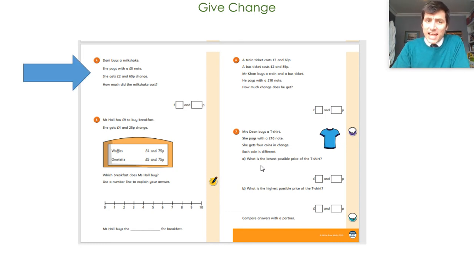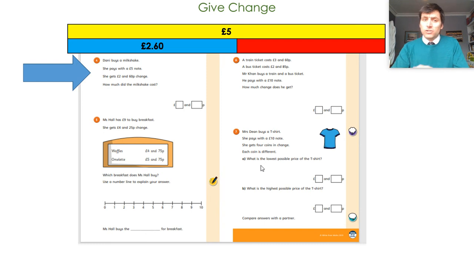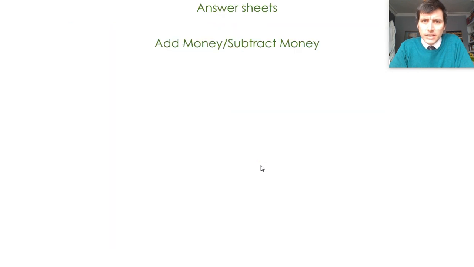So you see here, you've got Danny, and she's got £5. She gets £2.60 back, so she gets £2.60 back. So the red section of that bar is showing how much the milkshake cost. Bar models are really easy just to understand in your head what you're being asked to solve. I think they're a really useful tool, good thing to practice using.